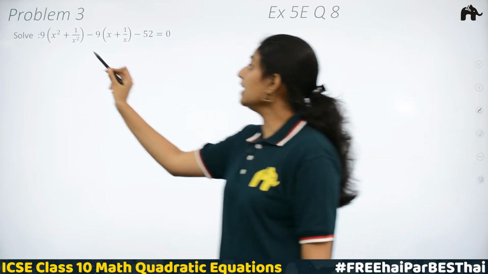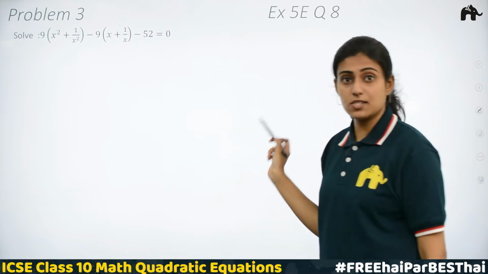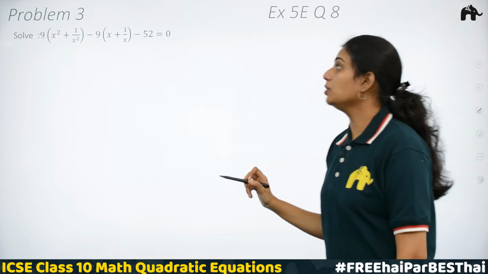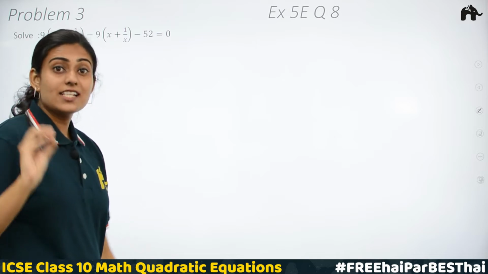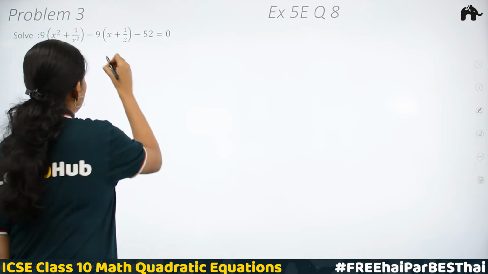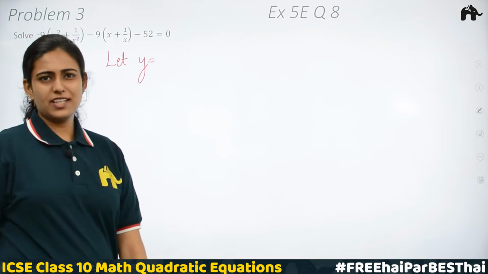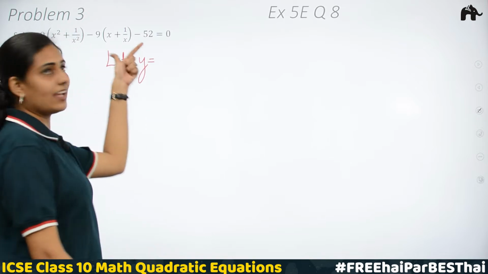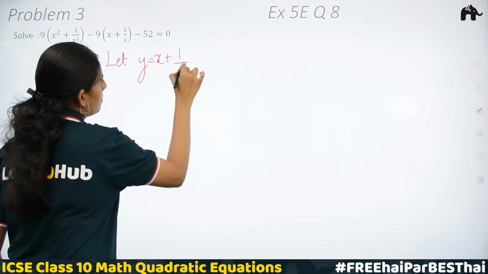Solve 9 into (x square plus 1 by x square) minus 9 into (x plus 1 by x) minus 52 is equal to 0. When you see this equation, you understand that there is a substitution required. Let y is equal to, what can be taken as y? X plus 1 by x. Y is equal to x plus 1 by x.